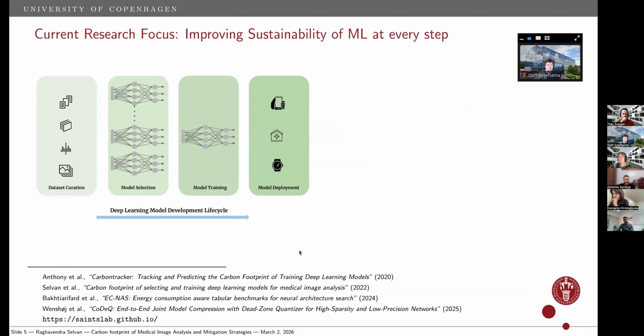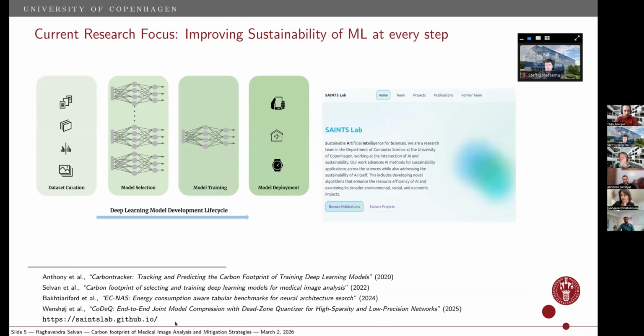So just a shout out to some of the work that we do in my team. If you're interested, please do go check it out. We have work at each of these steps: how do you curate efficient data? How do you do model selection in a resource-aware manner? How do you do efficient model training for deployment and such? I will share the slides later, you can take a look at this.